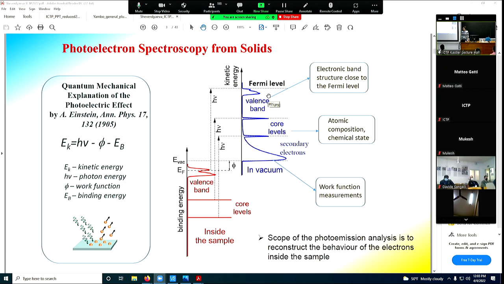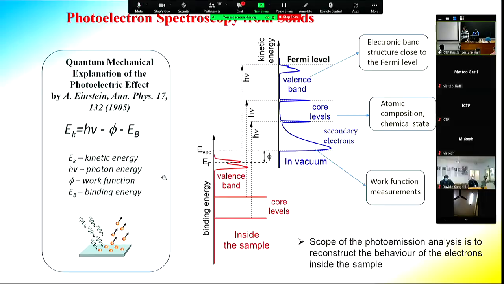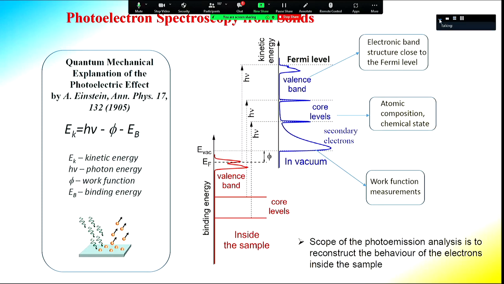Just below the Fermi level, we can see this complex structure. This is derived from the valence band electrons that are weakly bound. Then deeper in energy, we can see the core levels, which have simpler shapes. And there is also an exponentially growing background that is derived from the inelastically scattered electrons. The information in this background can also be used for analyzing the electronic properties of the materials. For example, it can be used to determine the work function of the element.